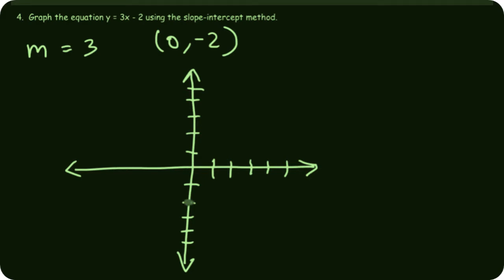Now the slope is 3, which represents the rise over the run. So we need to rise 3 units and go over 1 unit to the right to get the next point. So the next point is going to be (1, 1), and then we can do it again, rise 3 over 1. So the next point is going to be (2, 4), and then we can just connect these points with a straight line, and that is the graph of y equals 3x minus 2.